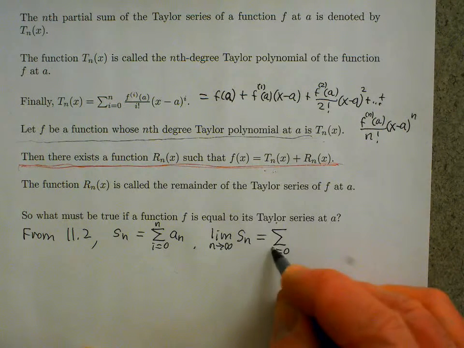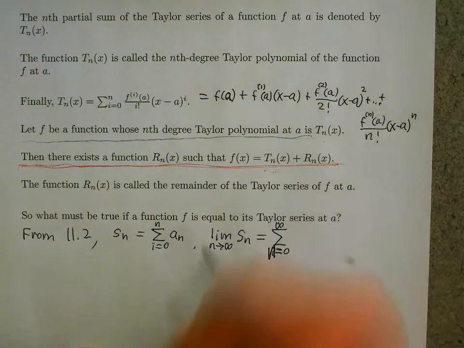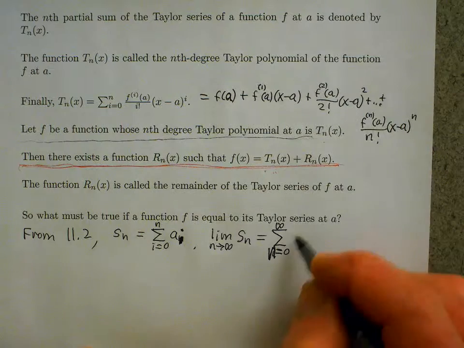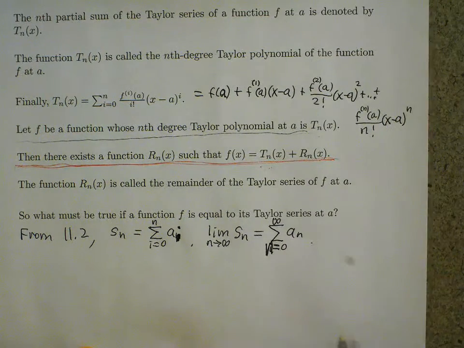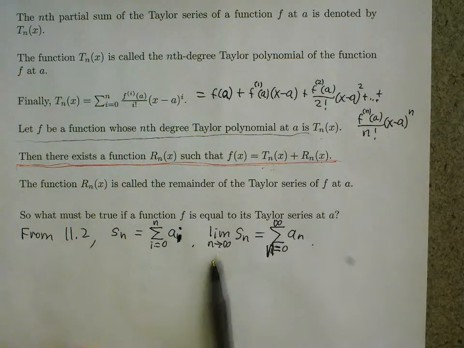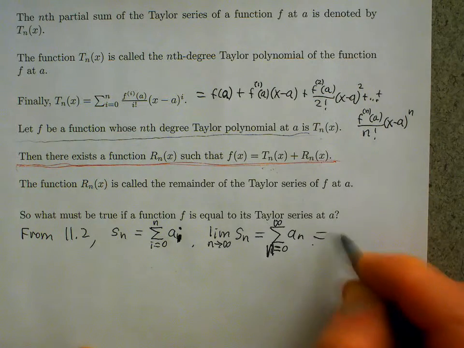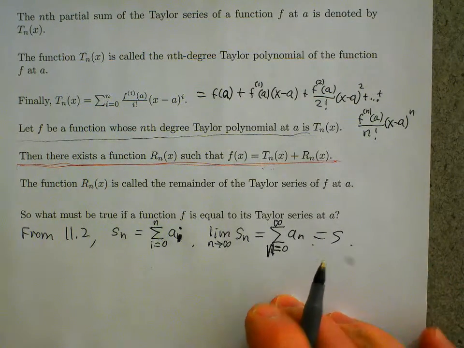Oops, here we're going from n equals 0 to infinity. And I really flubbed that one up. This should be a sub i. So the series converges if the limit of the sequence of partial sums converges to some number s. So the same idea works here.